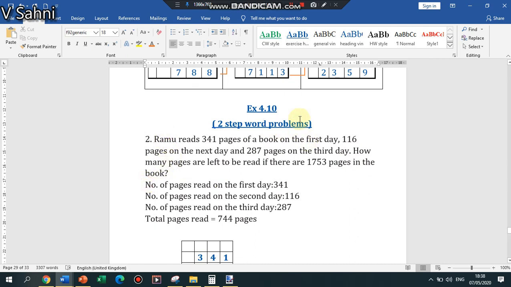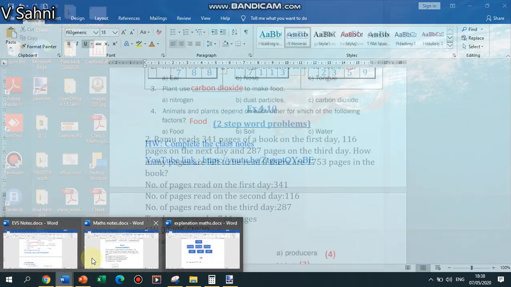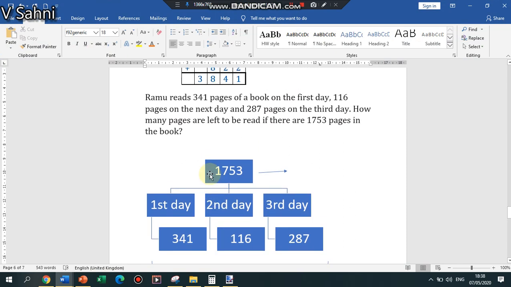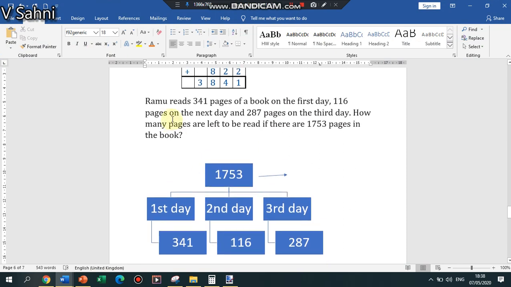Now let's start a new exercise today. It is exercise 4.10. We are going to do two-step word problems. This I have already shown you here. Let me take you here. So the question says that there is a particular book, and there are 1753 pages in that book. Ramu started reading the book. So this 1753 is the total pages.